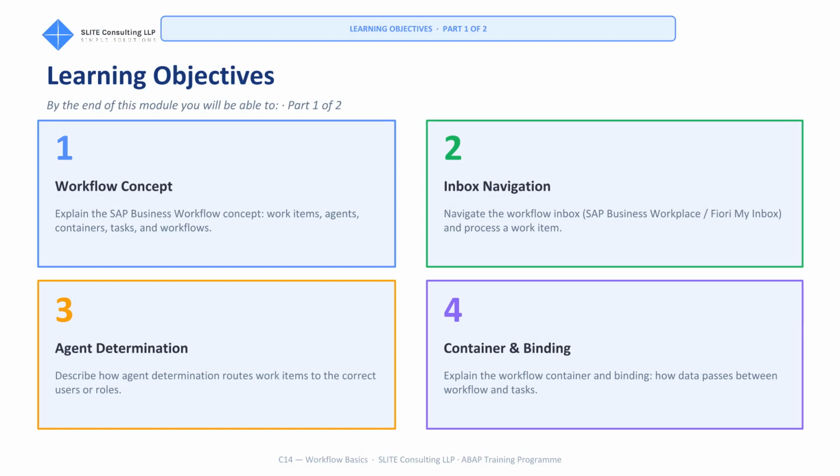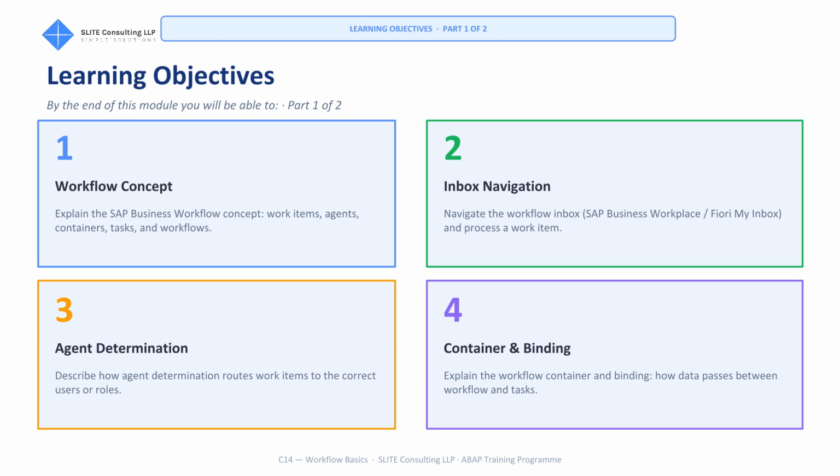Workflow concept: by the end you will understand SAP Business Workflow at the conceptual level. Work items as units of work, agents as the people who handle them, the container as the workflow's shared data store, and tasks as the executable building blocks. Inbox navigation: you will be comfortable opening and processing work items in the workflow inbox under SAP Business Workplace, SBWP, and in Fiori My Inbox, including forwarding, reserving, and completing items.